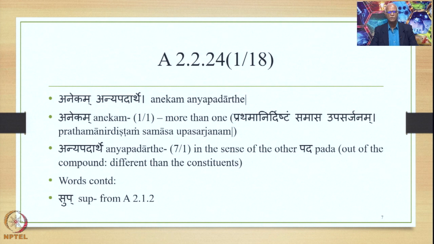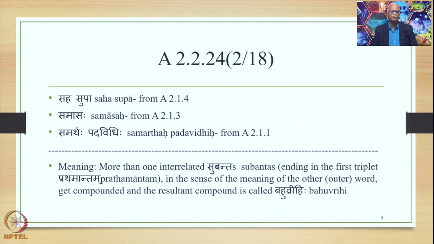There are two padas in the sutra anekam anya padārthe. Anekam is prathama ekavachanam, 1/1, which means more than one. And so, on account of the word anekam in the sutra, the upasarjana saudhnya takes place, on account of the sutra prathama nirdishtam samasa upasarjanam. And then we have anya padārthe, which is saptami ekavachana, which means in the sense of the other pada, that is out of the compound, different than the constituents. Words continued are sup from 2.1.2, saha supa from 2.1.4, samasaha from 2.1.3, and samartha padavidhihi from 2.1.1.